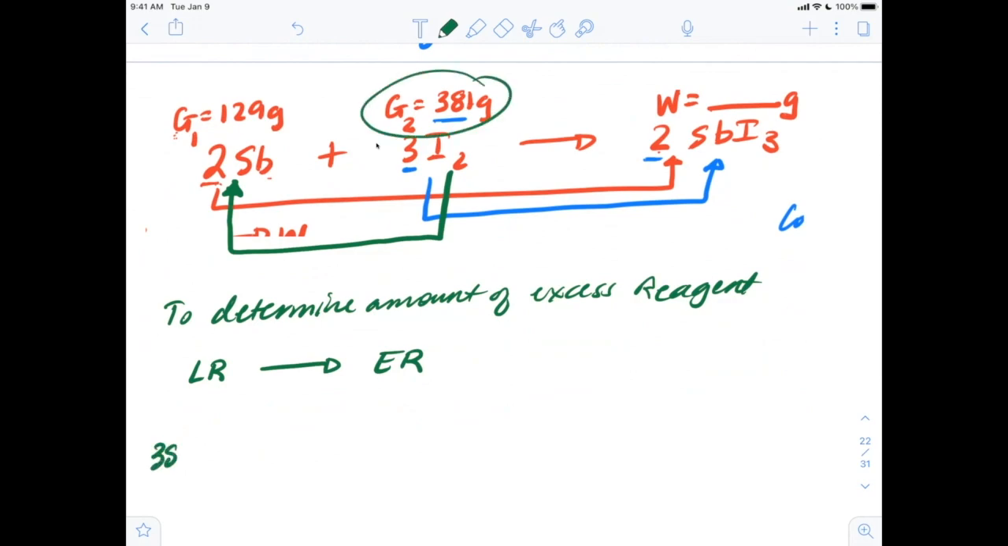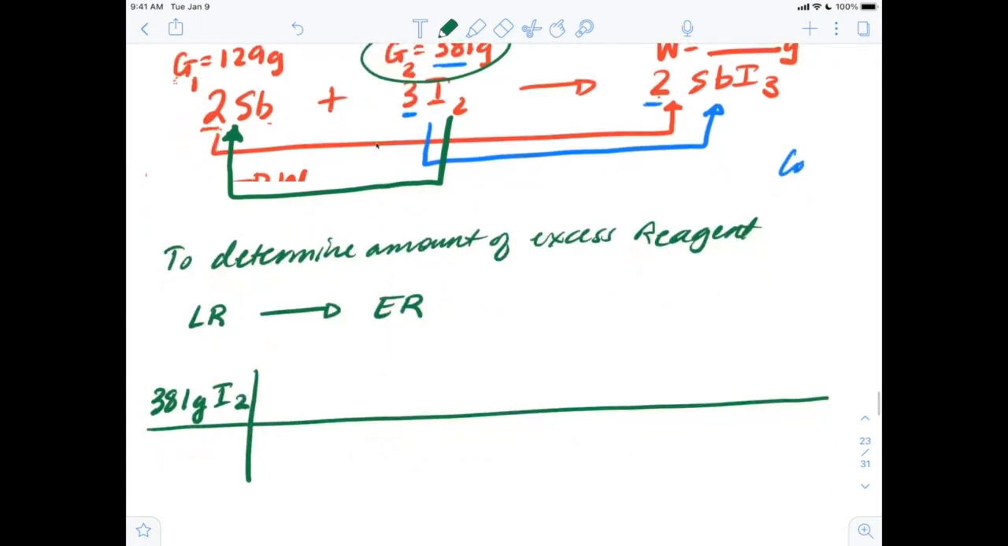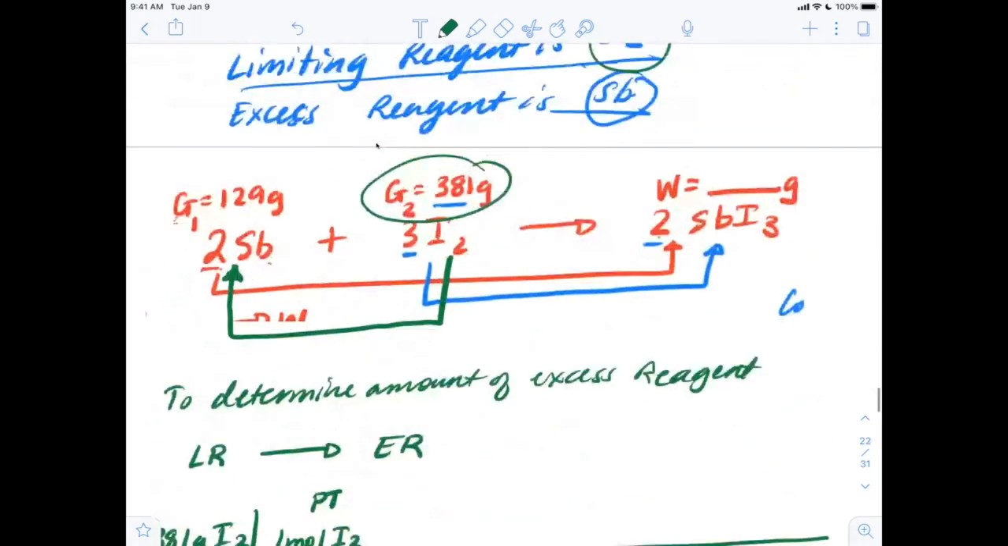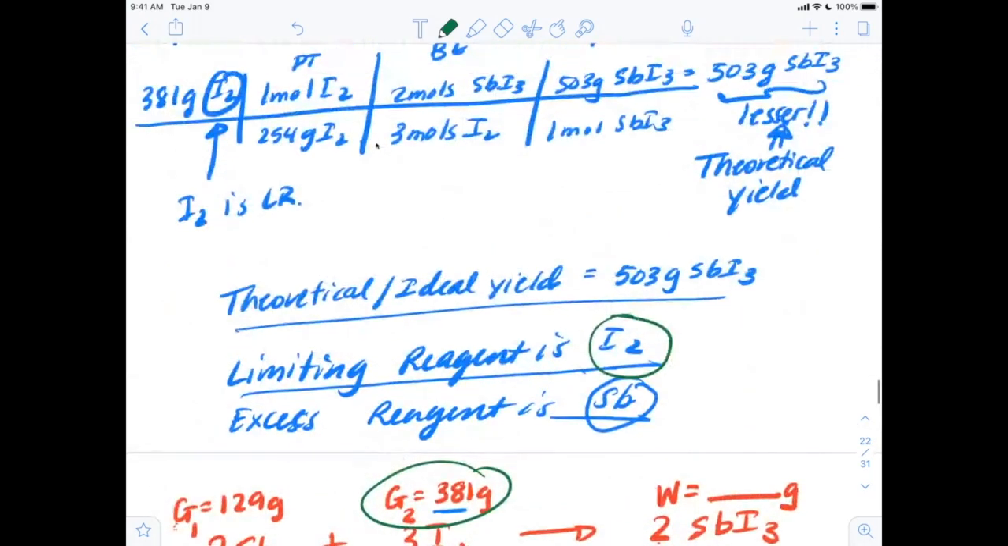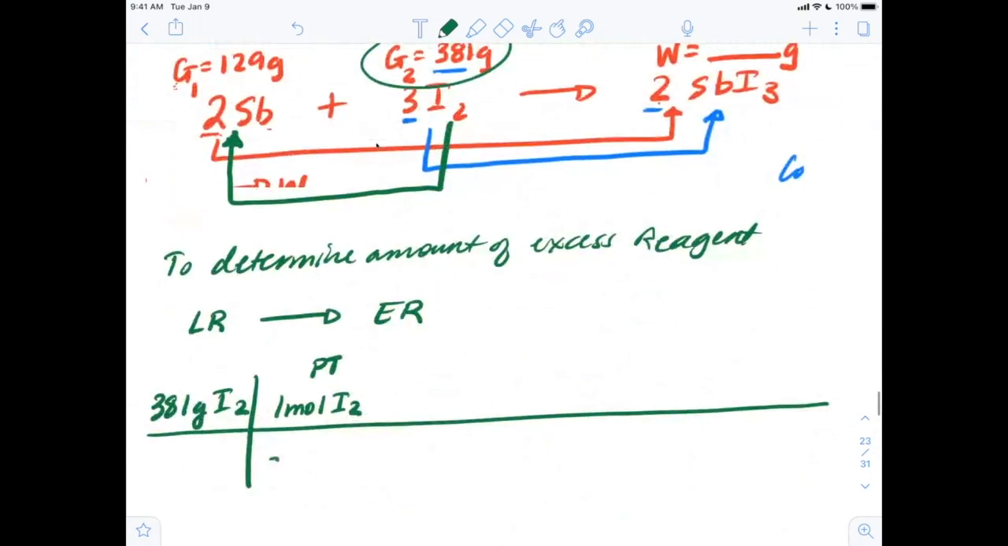If 381 grams of I2 react, if all of the limiting reagent reacts, how much of the excess reagent also reacts? So right here, 1 mole of I2. You're like, oh my goodness, so many masses again, right? PT again. But here's the good news. I already have the mass from up here. I won't even figure it out. I2 is 254. Same number, 254 grams of I2. See, that wasn't that bad.